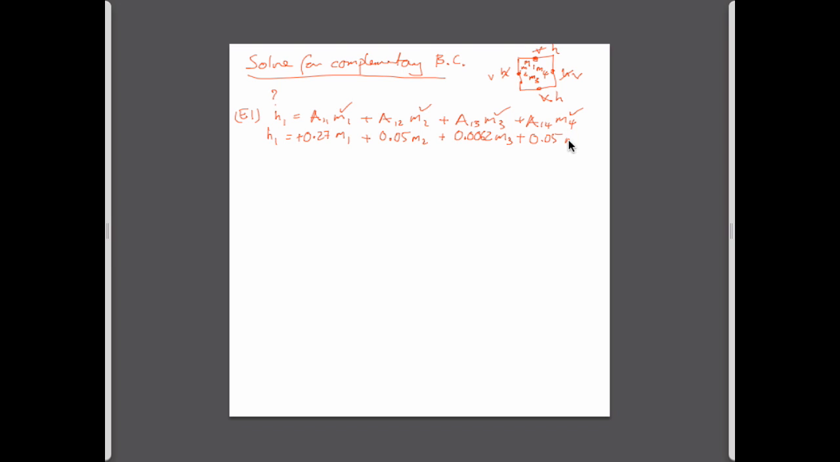.05 times M4. And so we can also obviously make a makeshift equation, but now this is actually useful to us because we can do the forward analysis. We know what the values of M1, M2, M3 and M4 are. We know what these influence coefficients are, so we can directly calculate what H is. And we can repeat that then for the velocities of the other place.